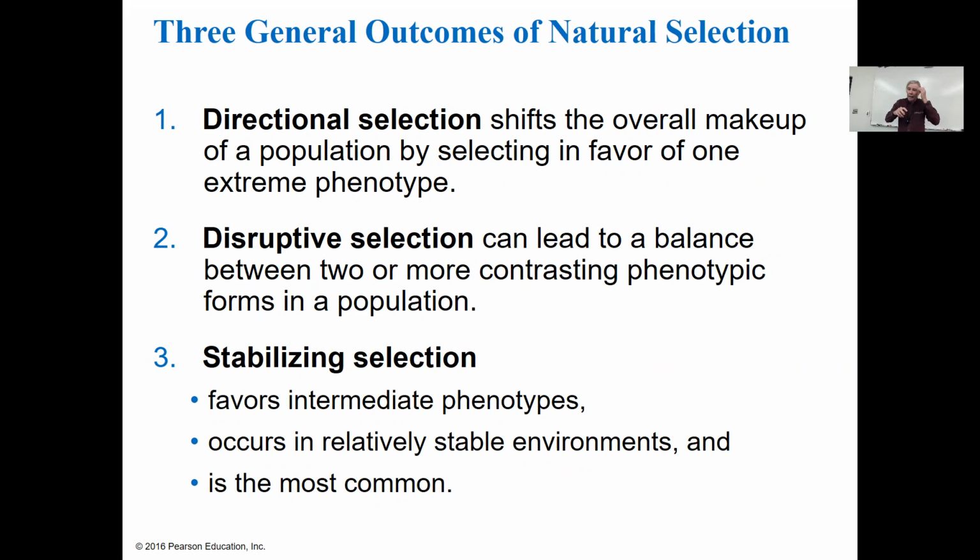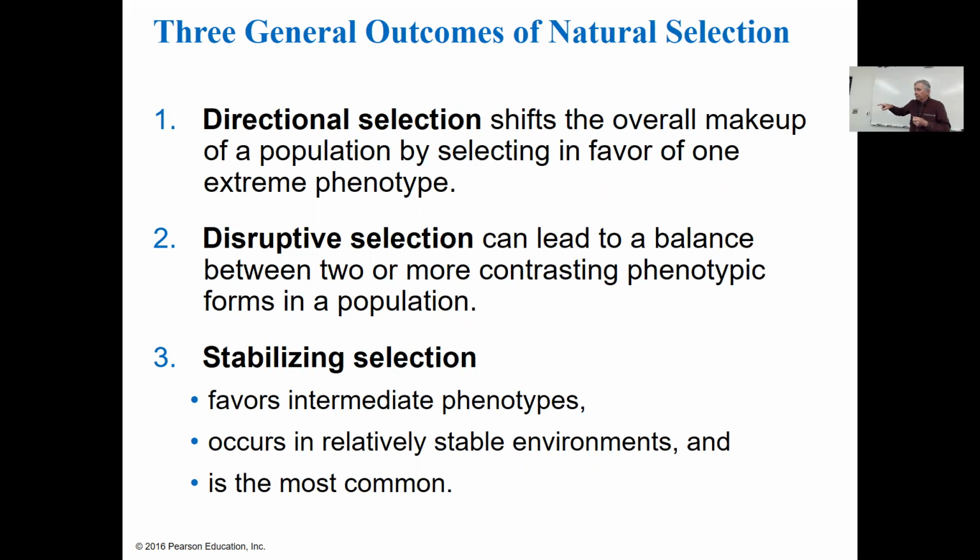The opposite of that is stabilizing selection, where the extremes are inhibited or lead to lower numbers of individuals. And so the phenotype in the middle is selected. So you end up with a narrow bell-shaped curve and a taller bell-shaped curve.